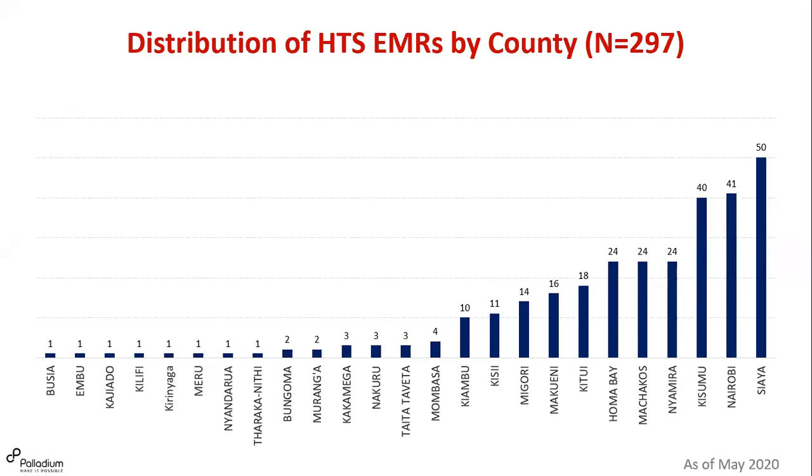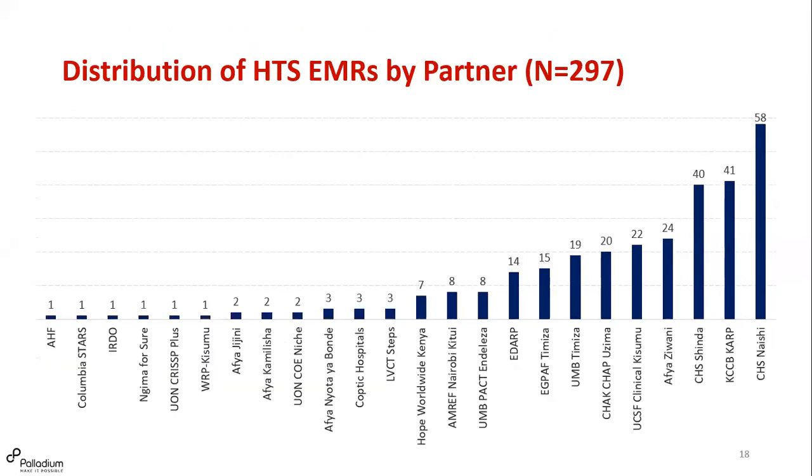Like in April, we were expecting reports from 200 of these. EMRs are mostly concentrated in neighboring counties, but I would also want to take special cognizance of Lower Eastern, as you see in the next slide, that there's still a significant number of EMRs. And coincidentally, you can see most of the eHTS is in CHS Naishi. There's also KCCB CAP and CHS Shinda and others, as you can see from this slide. And I'm sure you've seen this from previous slides that we usually share with you.